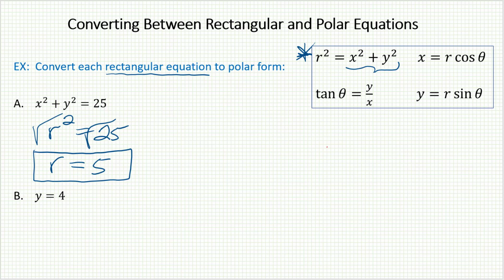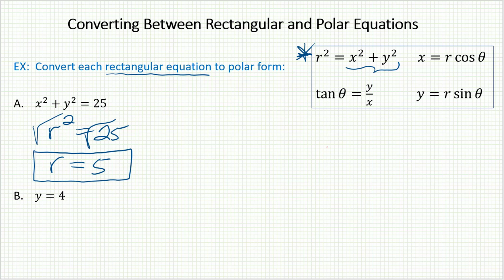That becomes important later on in calculus, where sometimes we'll switch a problem into polar form to make the calculus work a little bit easier. Let's take a look at letter B. I have the equation y equals 4. This is a simple rectangular equation. It's the graph of a horizontal line where all the y coordinates are 4.